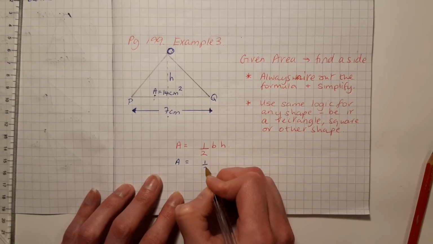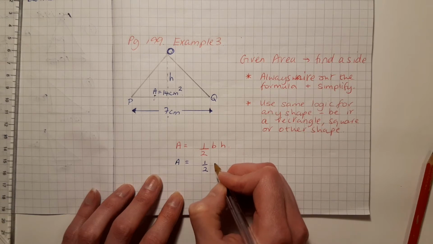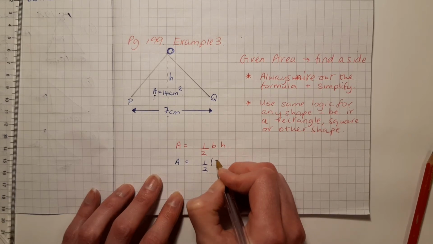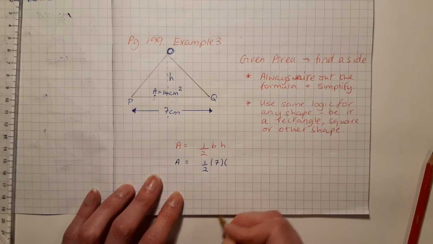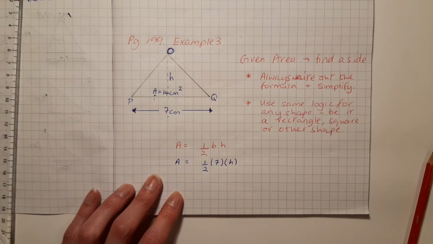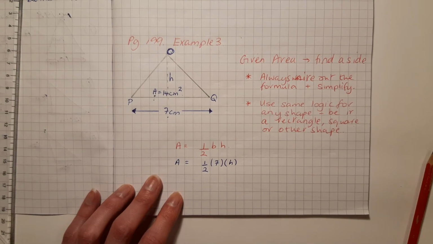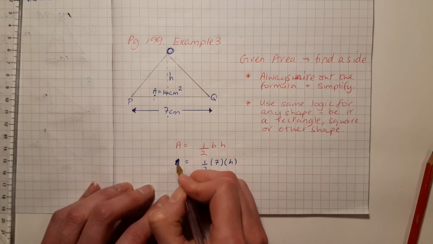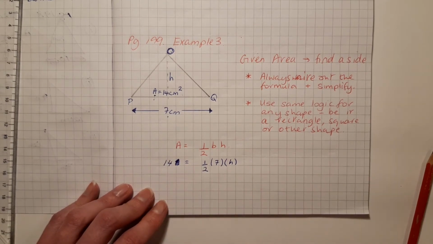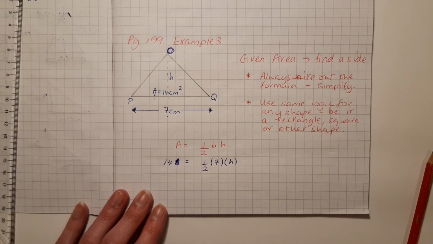A half will stay as it is. The base of this question is 7. The height of this question, I don't know. I'm going to leave it with the letter H. But what I do know about this question is I do have the answer to this. Instead of just writing A for area, the area of this question is 14. I do know that.